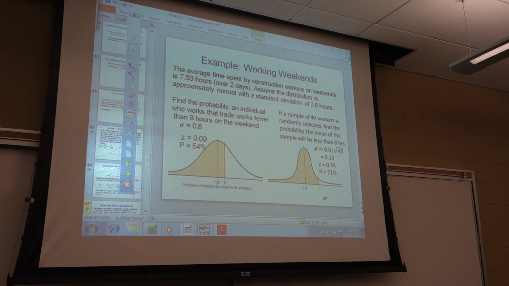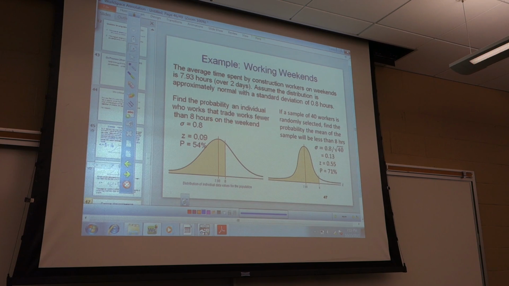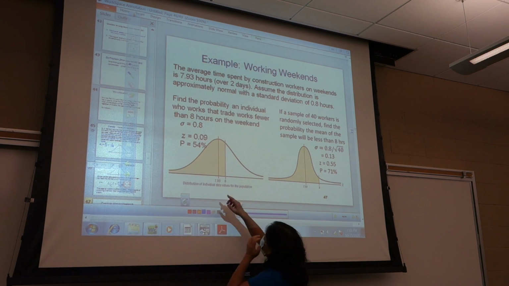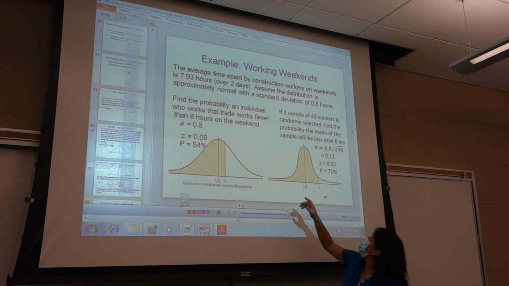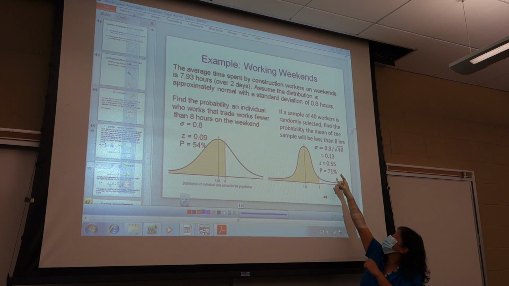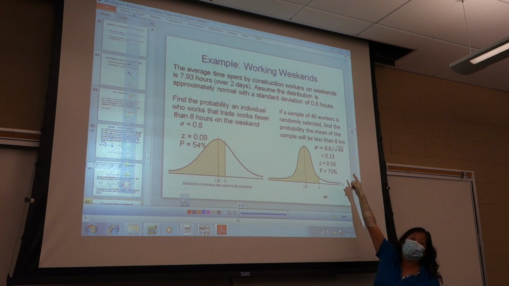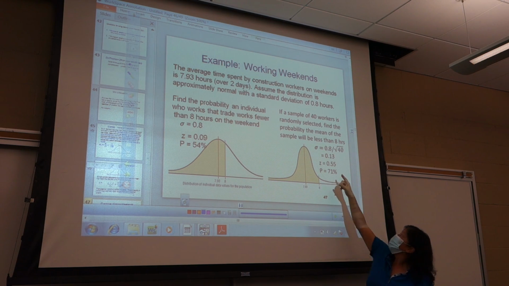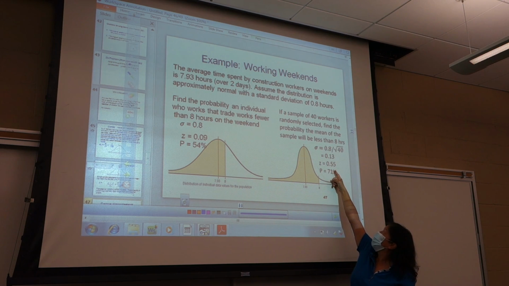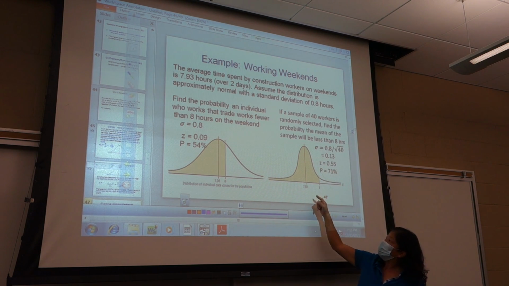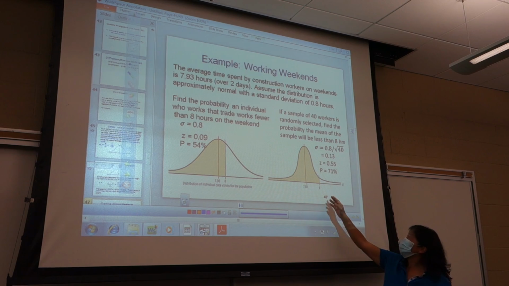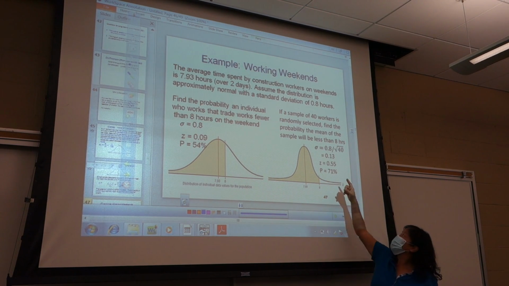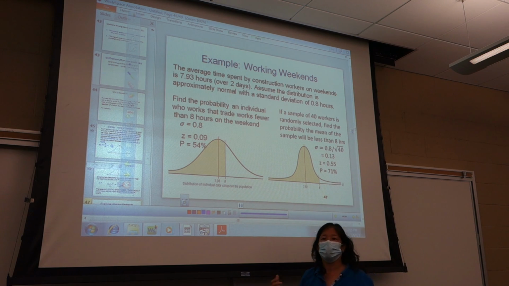I want to point out one more thing to you folks really quickly. All right, average time spent by construction workers working on weekends. If we have one individual, my sigma is 0.8 for one guy. My z-score is 0.09. If I take a sample of 40 people, my sigma is 0.8 divided by square root of 40. That changes my z-score. My sigma is 0.113, so now my z-score is going to be 0.55 instead of 0.09. So my probability will be 54% instead of 71%. It's totally different, right? All because my standard deviation is different. You have to use sigma x bar instead of sigma.